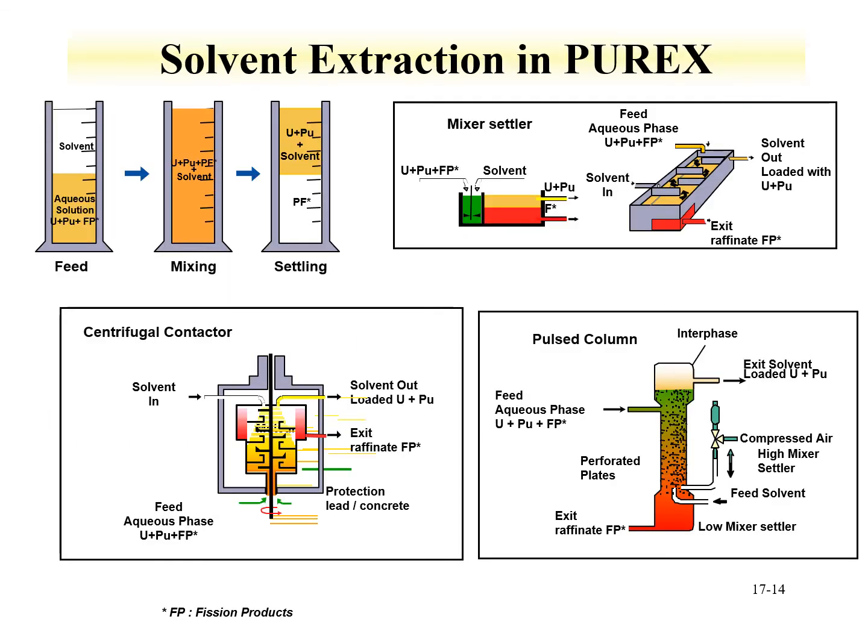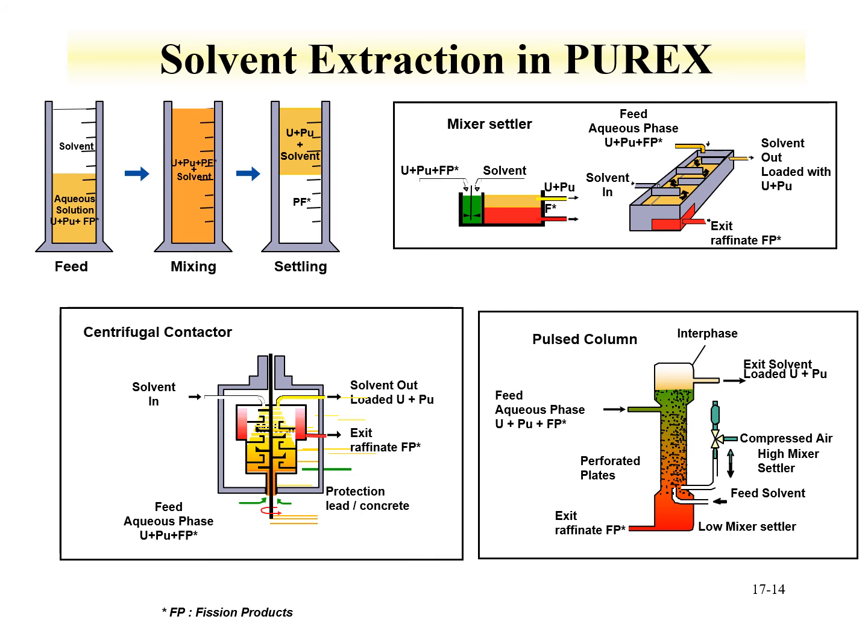Some of the physical processes that are used for the separations are shown here. Fundamentally, what one wants is a feed where we have an aqueous solution and a solvent. They get mixed. And then, as shown here, the plutonium and uranium would extract into the solvent phase, and the fission products would remain in the aqueous phase. In the laboratory, one could do this with a centrifuge tube, mixing it together on a vortexer, putting it into a centrifuge, separating, and achieving the separation.